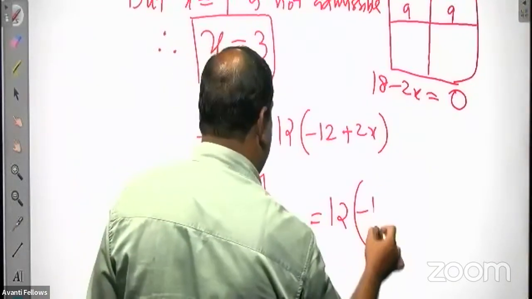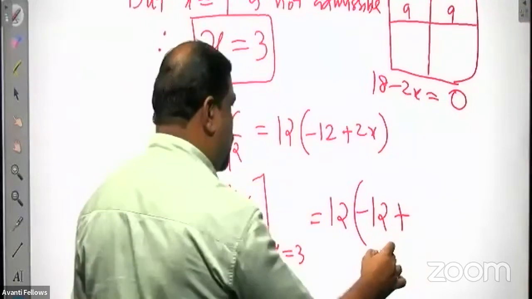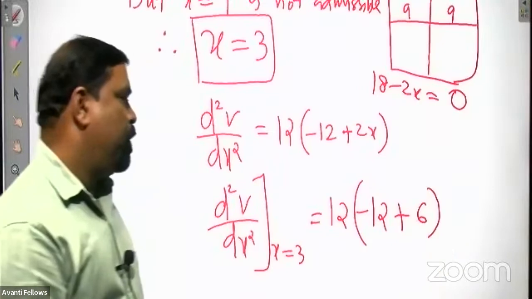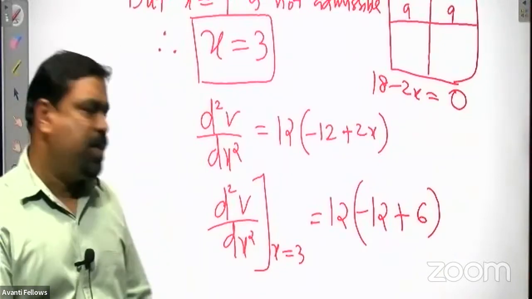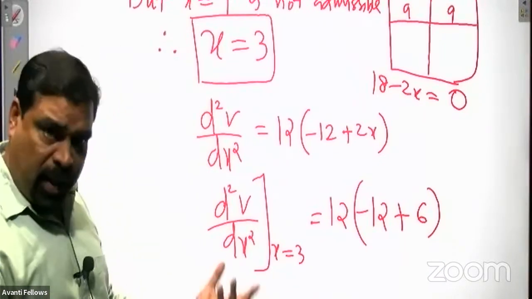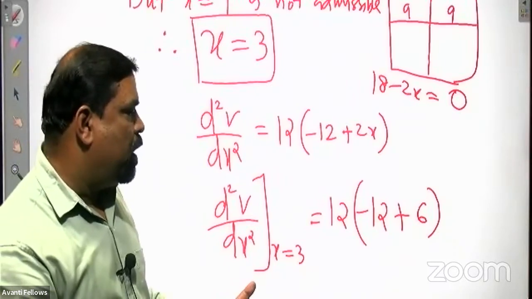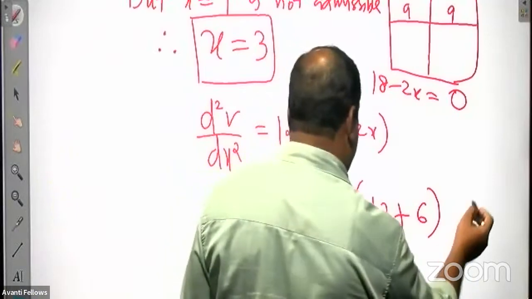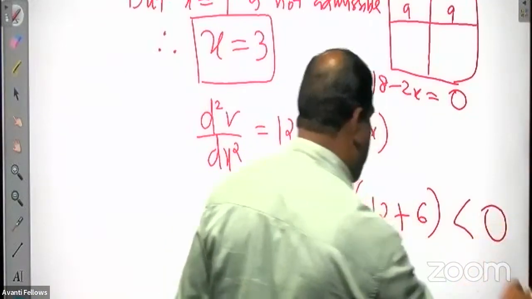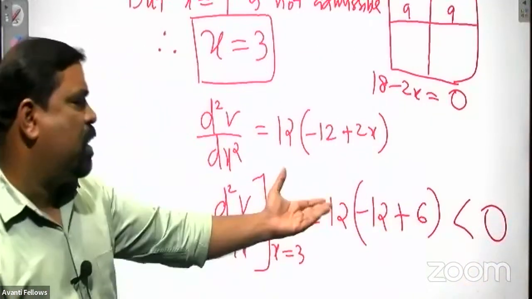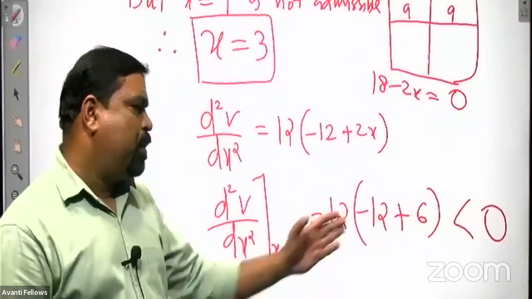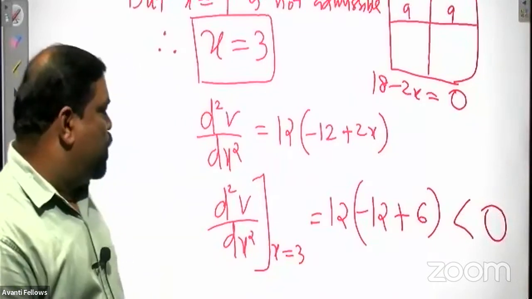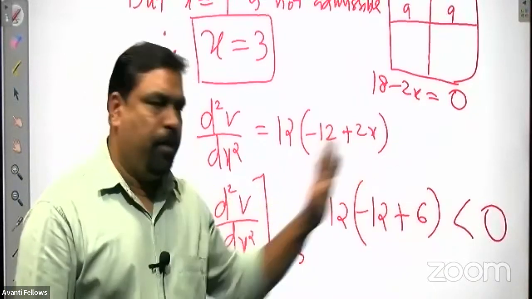12 into (−12 + 2 into 3). 2 into 3 means 6. So 12 into (−12 + 6). Minus 12 plus 6 means minus 6. So 12 into minus 6 is negative, since positive into negative means negative only. We don't need the exact value, but if you want, minus 6 into 12 means minus 72. It is negative, so the second derivative is negative.